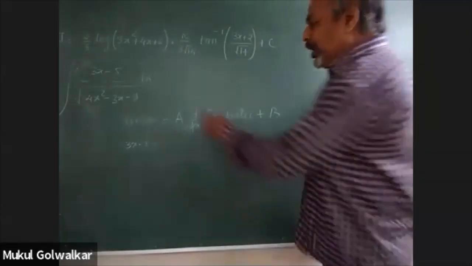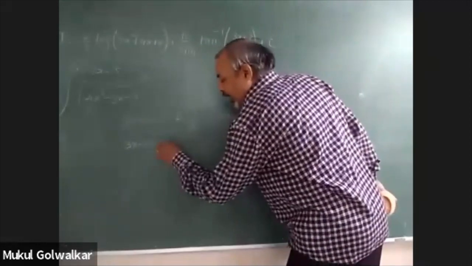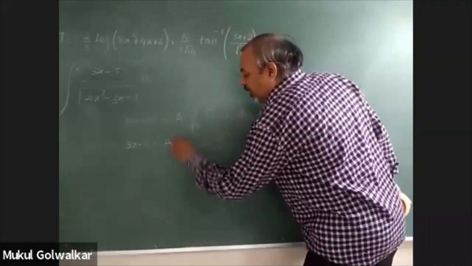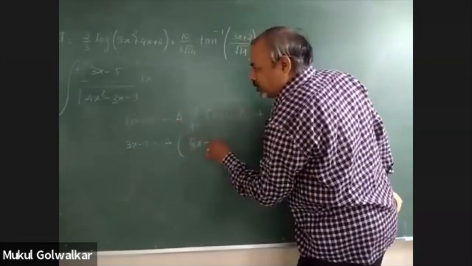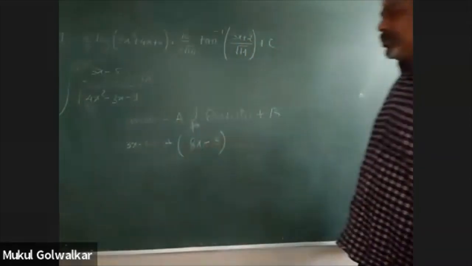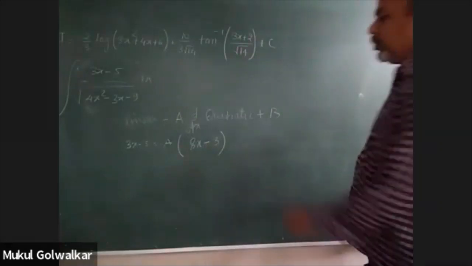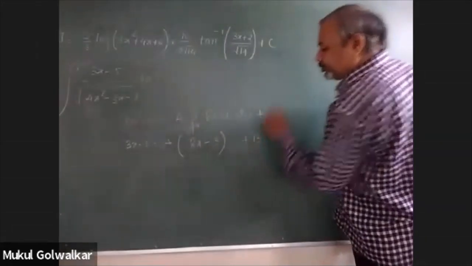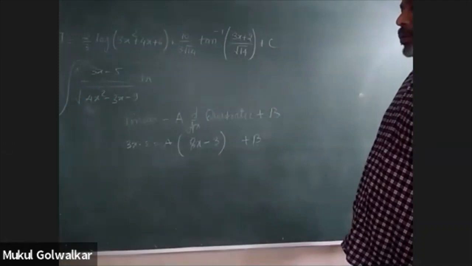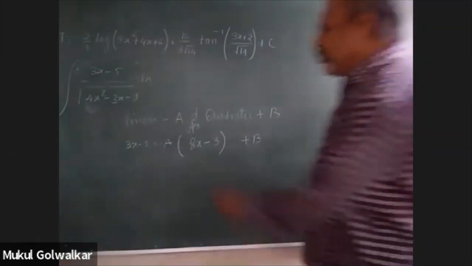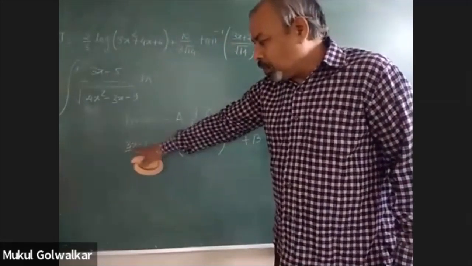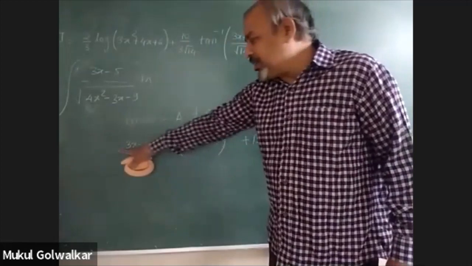Left hand side is 3x minus 5. And this constant A into d by dx of quadratic. So d by dx of quadratic will be 8x minus 3, and plus B. So first, what I wanted you to look at, we wanted the coefficient of x to be equal to 3. Coefficient of x on the left hand side is equal to 3.